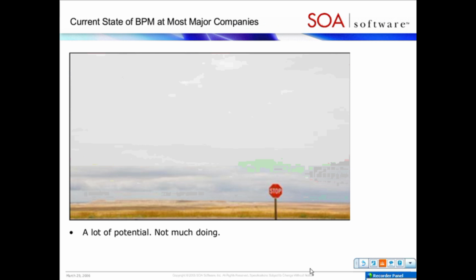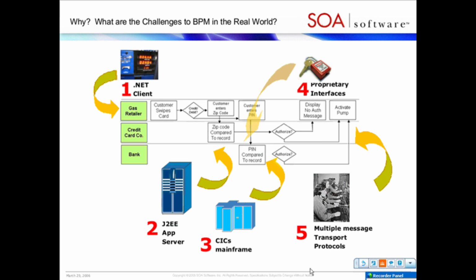Now, what's going on with BPM at a lot of companies? Depends who you ask, of course, but in our observation, not a whole lot. And there are some reasons why. In some companies, it's done very effectively. In other companies, it's paid lip service. In other companies, they're simply not doing it. Let's look at why there are challenges to business process management in the real world.